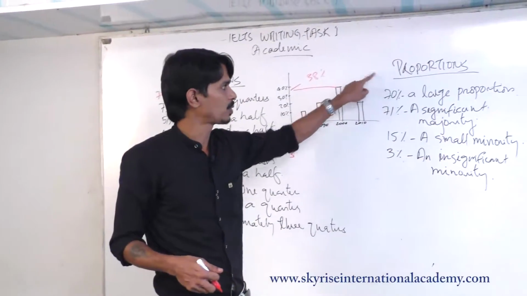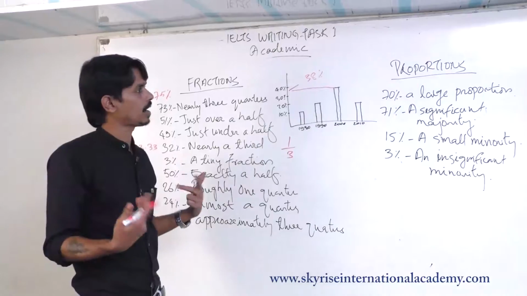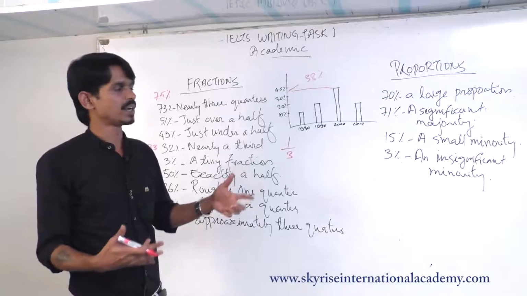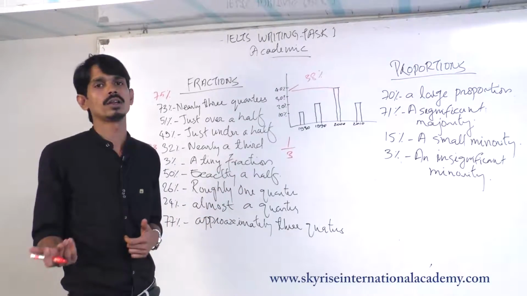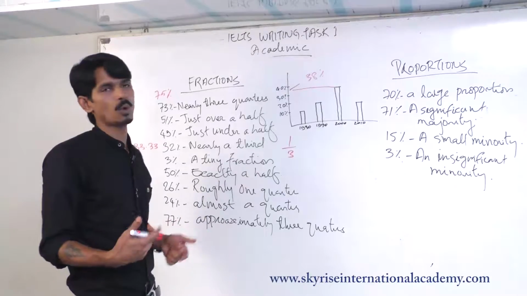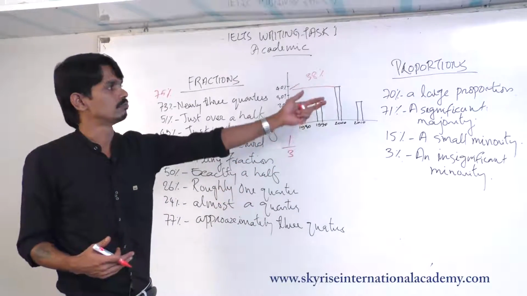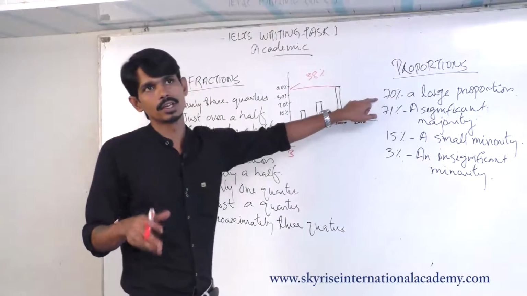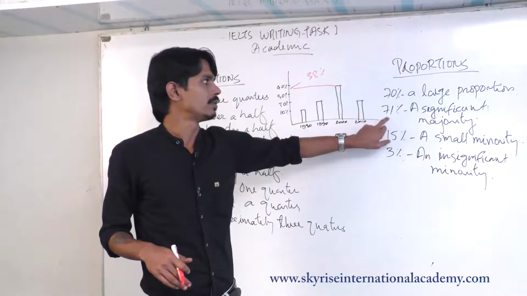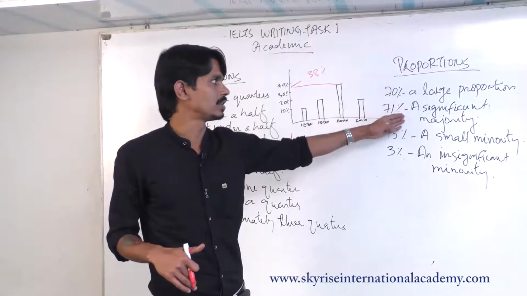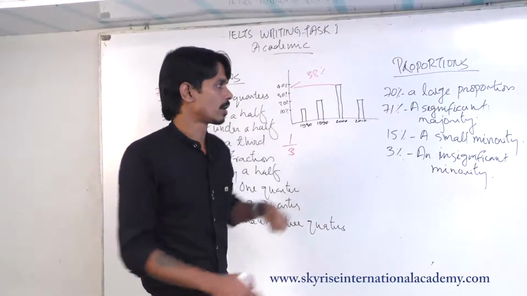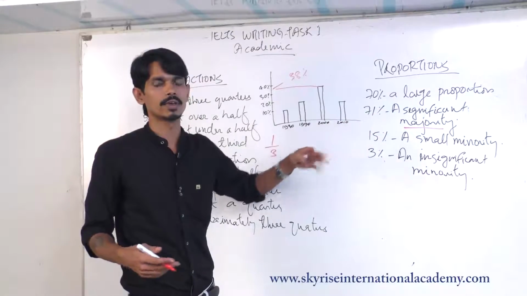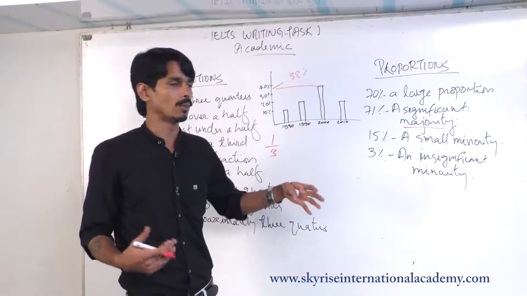Coming back here, proportion: 70%, a large proportion. As a whole, you are on a 100% basis. When you look at the number 70, it is more than half, and it is almost 3/4. So you could definitely use, say, a large proportion. That means 70 from 100. Okay, 71%, a significant majority. Here we are focusing more on the majority part. So you can say 71% is significant, meaning an important majority, a big group.